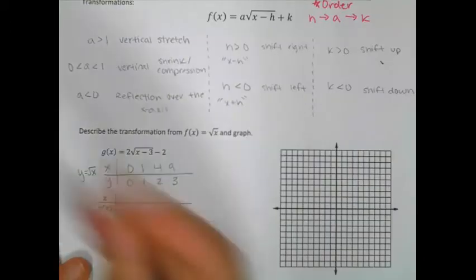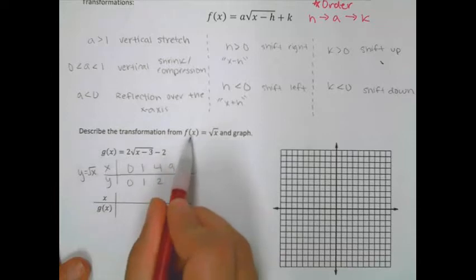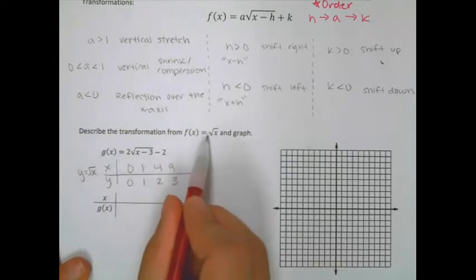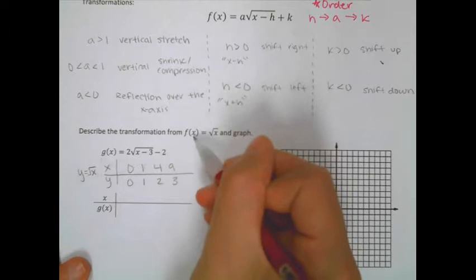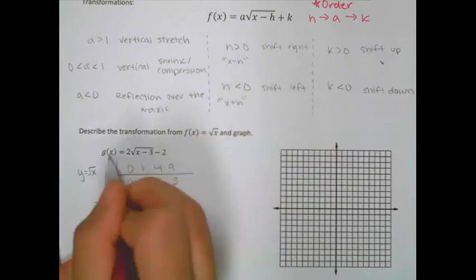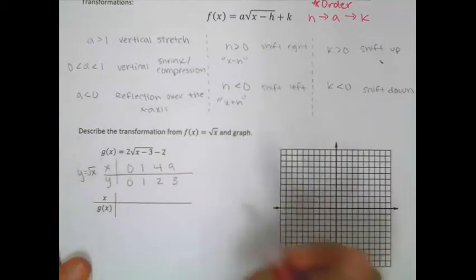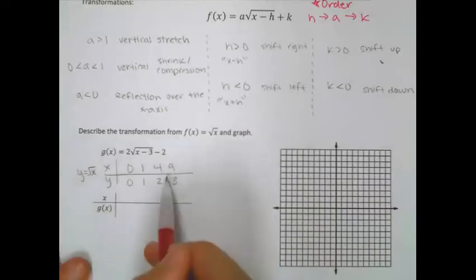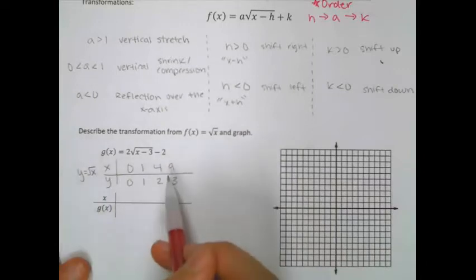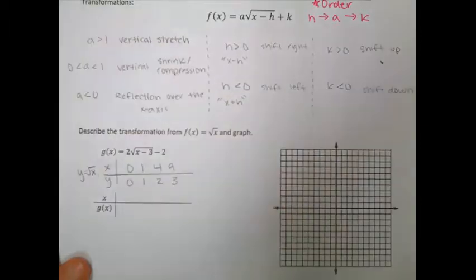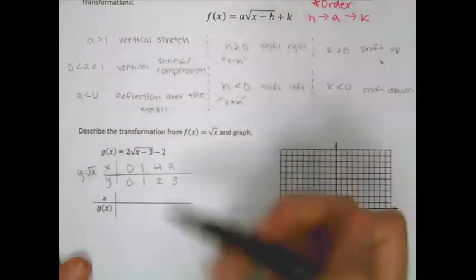Example 1, we're going to describe the transformations from f of x is equal to the square root of x, which is we're going to compare our parent function to this, and then we're going to graph it. So I've written out our parent function, and so now let's list our transformations, and we're going to also list them in order.